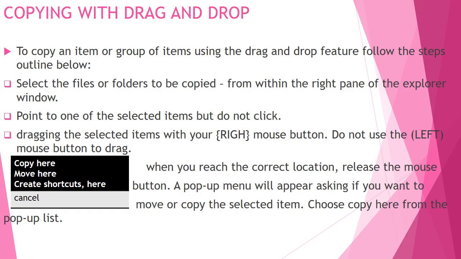Select the files or folders to be copied from within the right pane of the Explorer window. As we said, the pane refers to a section within the window that displays specific information, usually on the left or right side, allowing users to navigate from one point to another. So that's the function of this right pane.